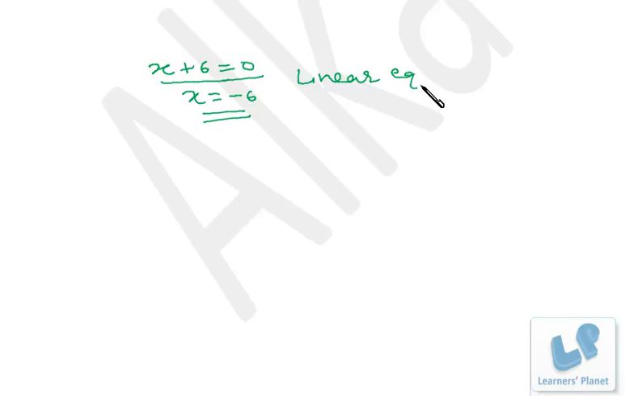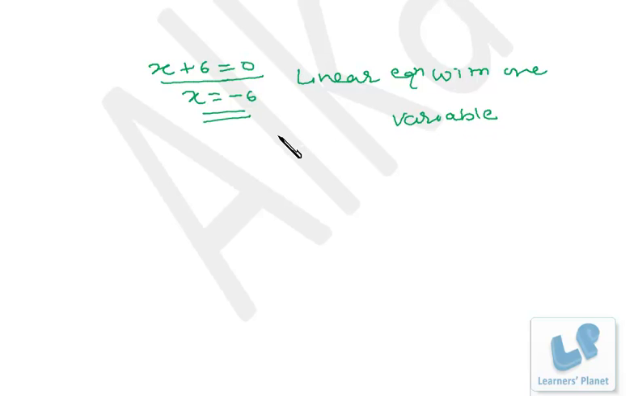Now first of all, I take an example of a linear equation. Here I'll take an example of a linear equation with one variable. Suppose I have x plus 6 is equal to 0, right? Here I'm just having one variable, that is x, right? So if x plus 6 is equal to 0, x is equal to minus 6. And x plus 6 is equal to 0 is a linear equation with one variable.